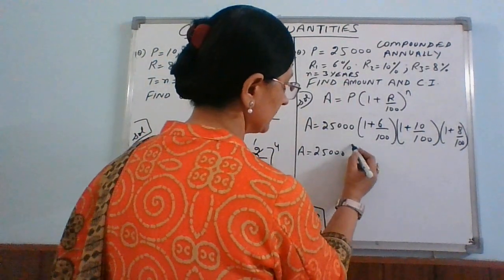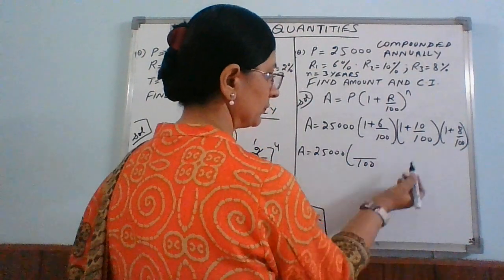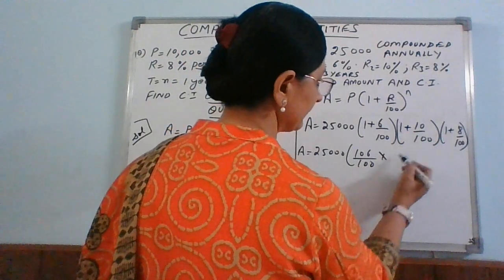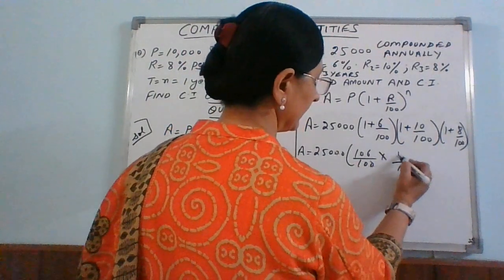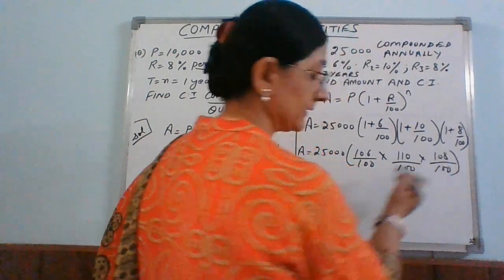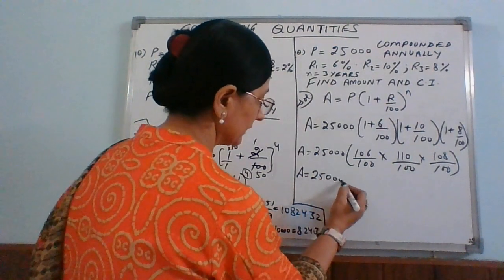Principal I have already substituted here. You just solve this or take the LCM. If you don't want to cancel it, 100 plus 6 is 106. So for the second it will be 100 plus 10, 110. Then third it will be 100 plus 8 is 108. I have just taken the LCM, right? So then you can do the calculations accordingly.